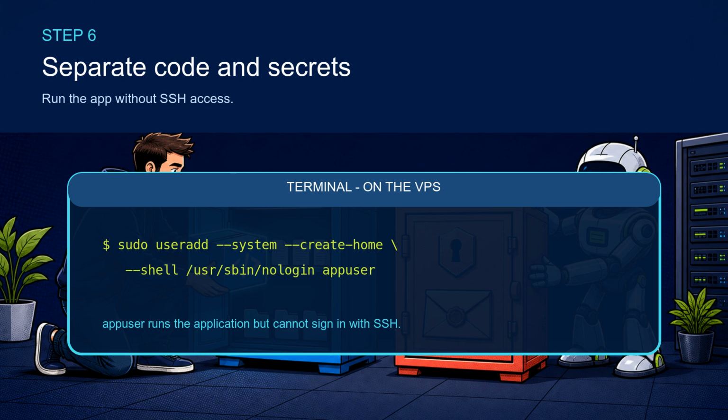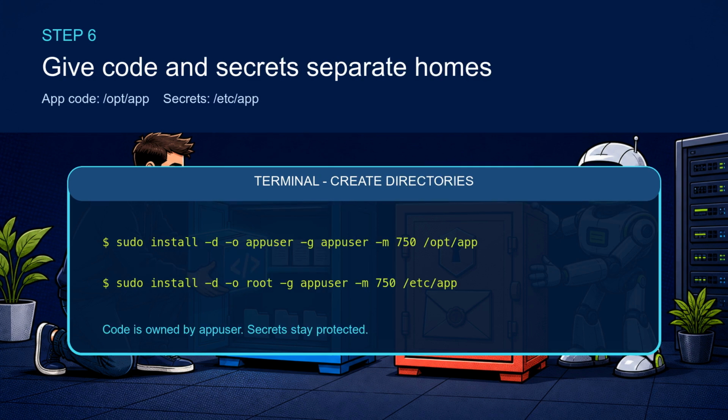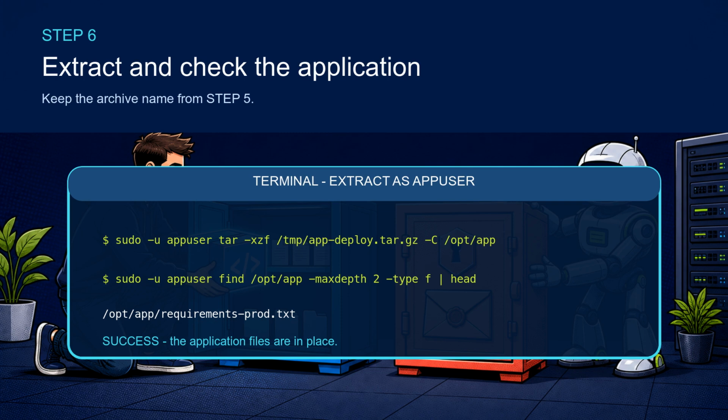Create /opt/app for application code owned by appuser. Create /etc/app for configuration and secrets, owned by root and readable by the app group. Now extract the package as appuser and list the files. Check that requirements-prod.txt is present in /opt/app. App code and secrets stay separate.